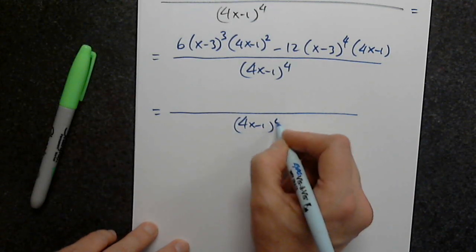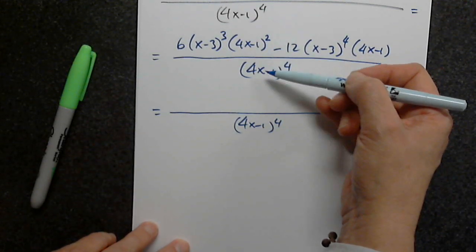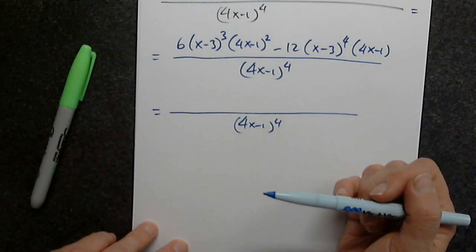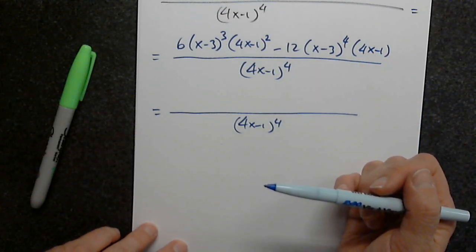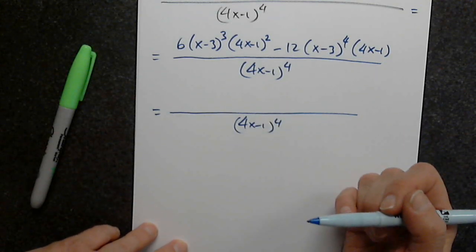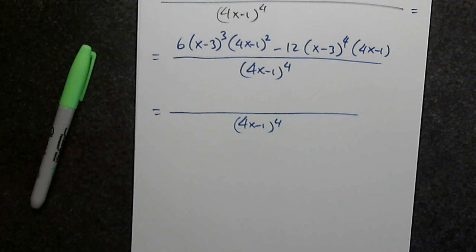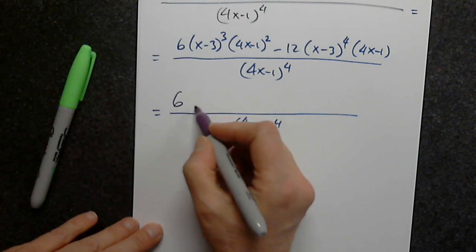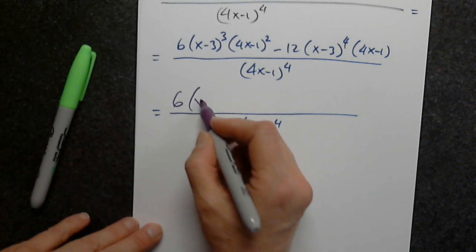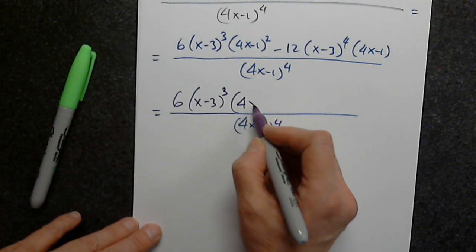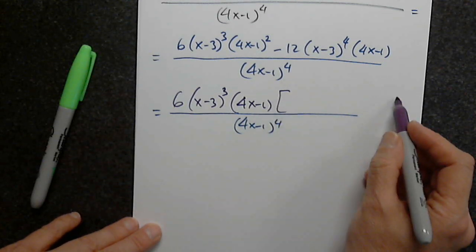Six. Good. I would like to simplify these two, or maybe these two. I cannot do that because it's not a factor at the top. Great job. Okay, so these two terms have something in common. And what is that something? 6. Perfect. 6 (x minus 3) cubed (4x minus 1). Very good. Awesome.